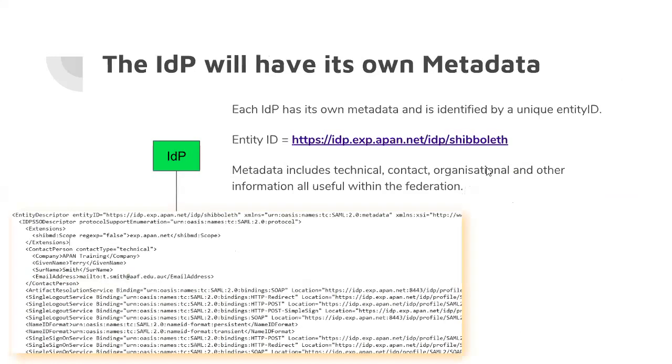So to make this work, the identity provider will have its own metadata. Each IDP has its own metadata and a unique identifier, its entity ID, which is used to identify the entity within the federation. My little example IDP has an entity ID which looks like that URL, https://idp.exp.apan.net/idp/shibboleth, and that's just a string. It could be a URN which has a different format. It's just a string which uniquely identifies the IDP across the whole of the federation.